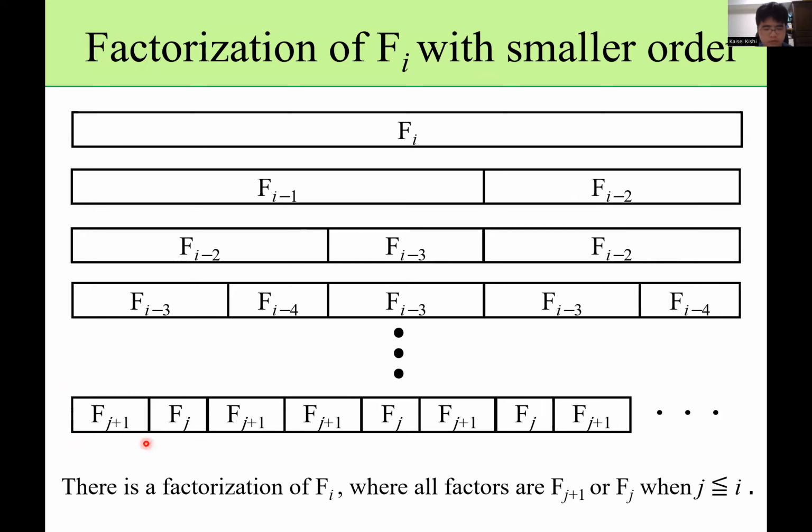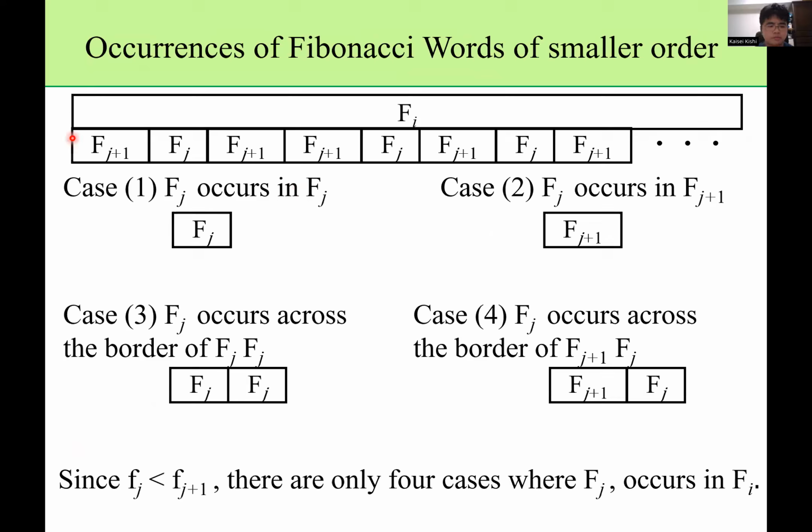And when we characterize the occurrence of Fj in these strings, since there are only 4 cases of occurrence of Fj in Fi, that is that Fj occurs inside the Fj, and Fj occurs inside the Fj plus 1, and Fj occurs across the border of Fj and Fj.